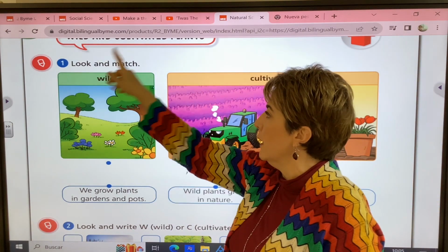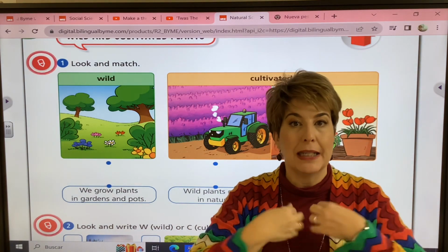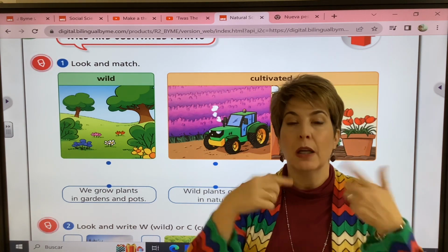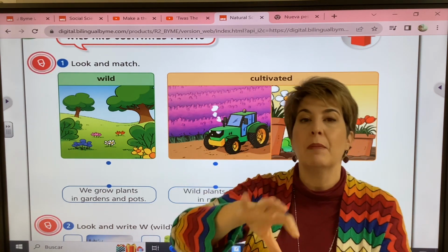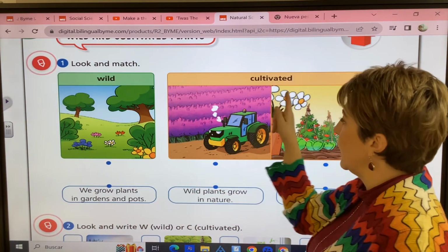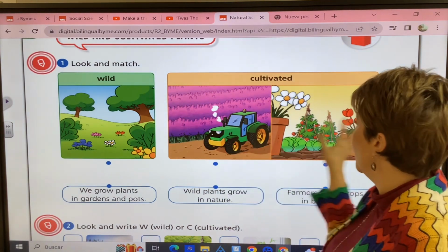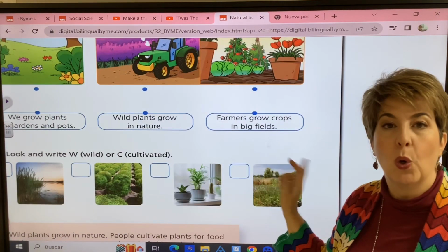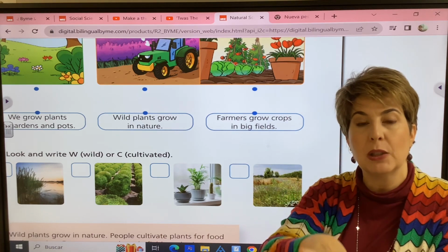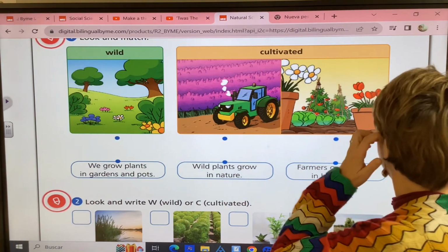And here we have wild plants. Wild plants are not planted by us. Do we plant them? Do we put the seed, water them, and wait for them to grow? No. Those are cultivated plants. Cultivated plants can be in crops, or they can be in orchards or gardens, and we plant them. We put the seed in the soil, and we water them, and we wait until they grow.